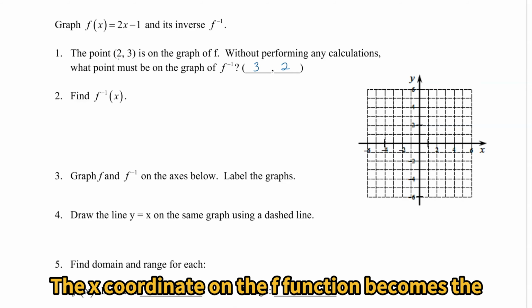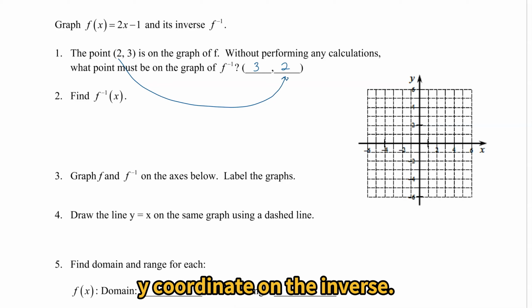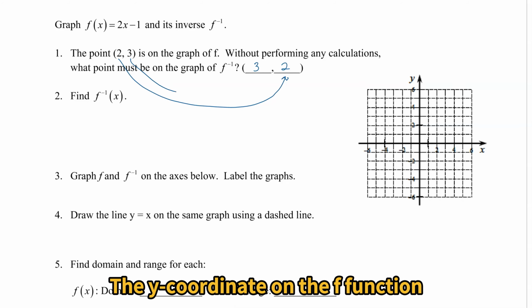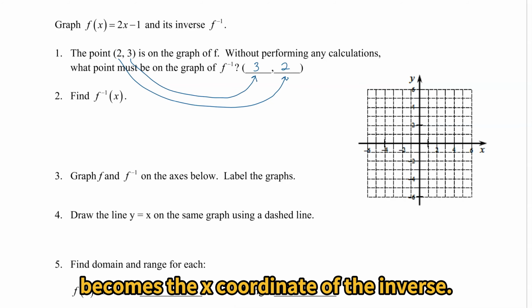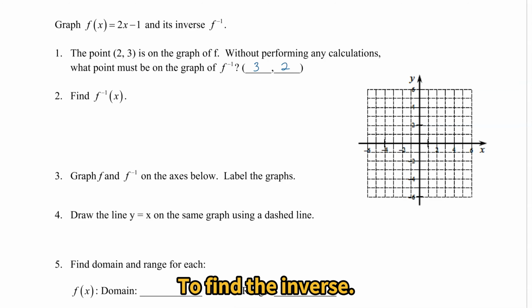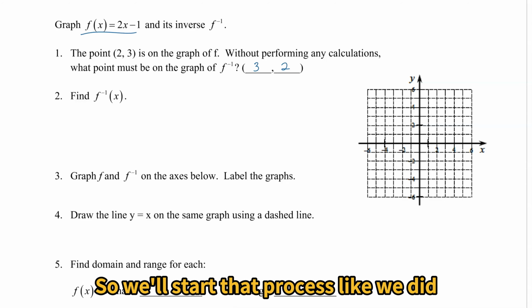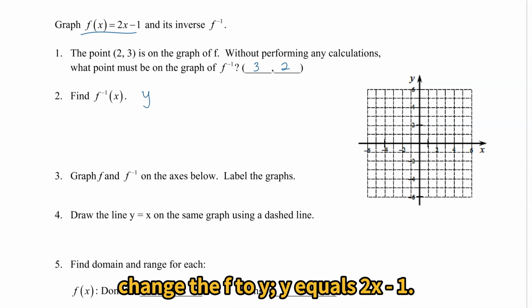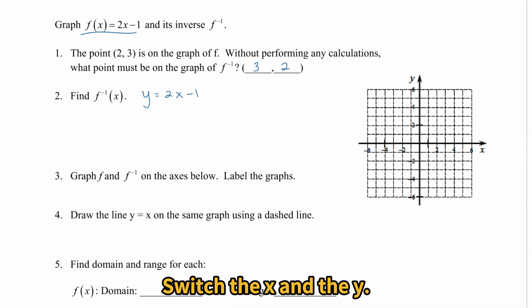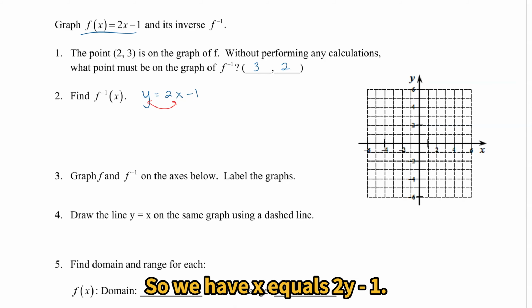The x-coordinate on the f function becomes the y-coordinate on the inverse. The y-coordinate on the f function becomes the x-coordinate of the inverse. So let's find the inverse. Here's my function, f of x equals 2x minus 1. We'll start that process like we did in the previous lesson. Change the f to y equals 2x minus 1.